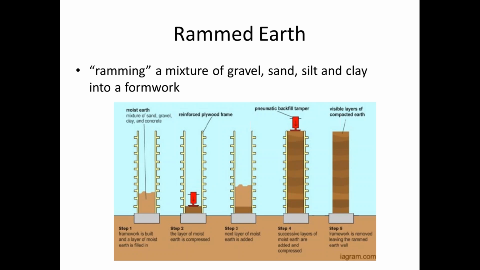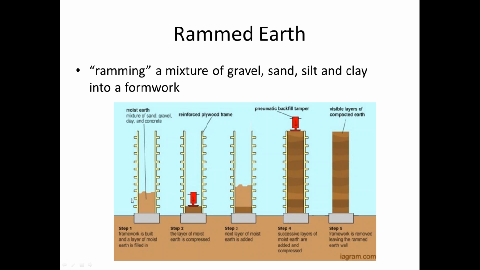And so remember in that first picture I showed that hut in Tanzania, and I said that's essentially a rammed earth building. So what rammed earth means is ramming a mixture of gravel, sand, silt, and clay into a plywood framework that you make one layer at a time, packing down in between, adding an additional layer, packing it down, and building up walls by repeating this process until you get to the desired height.